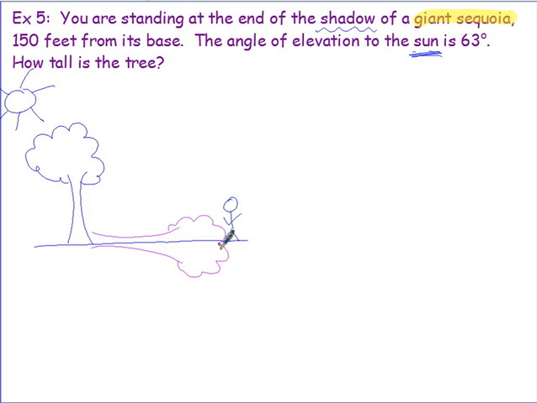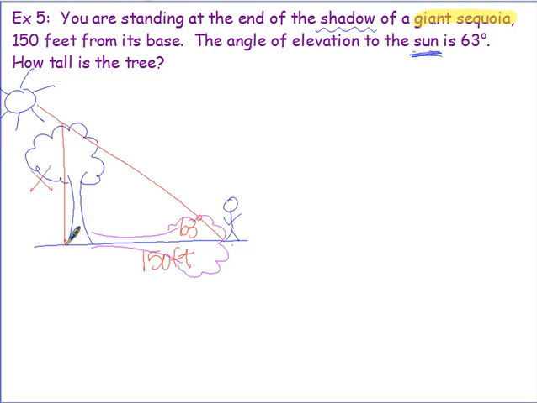So what do we know? We know that you are standing at the end of the shadow of a tree 150 feet from its base. So you are 150 feet from the base of the tree. So we're going to put a 150 down here. We also know that the angle of elevation to the sun, so we're going from you up to the sun, is 63 degrees. So 63 degrees. How tall is the tree? So we are putting our X over here representing how tall the tree is.